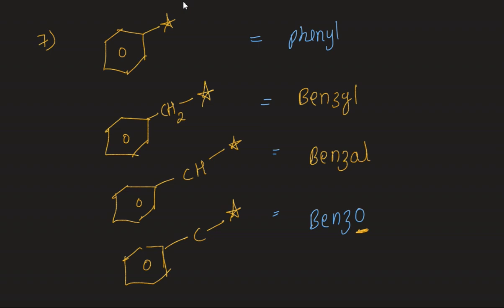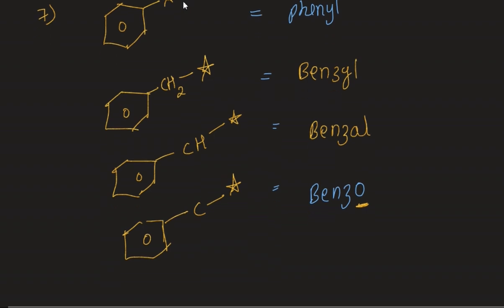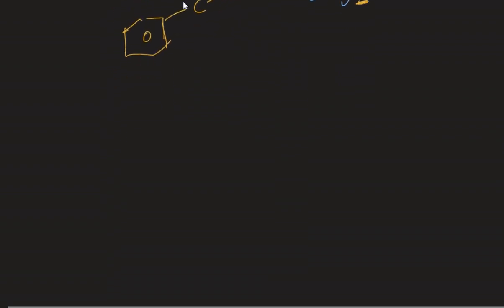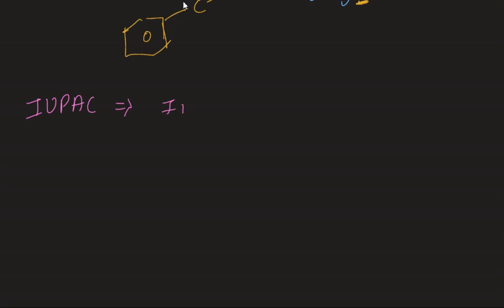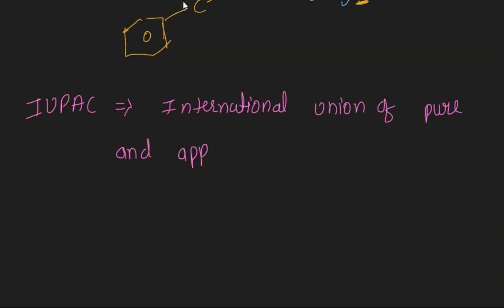So these are a few important terms. These are common names, not IUPAC names. Right, so now we will continue with what exactly IUPAC is. First of all, write down the full form of IUPAC. The full form of IUPAC is International Union of Pure and Applied Chemistry.